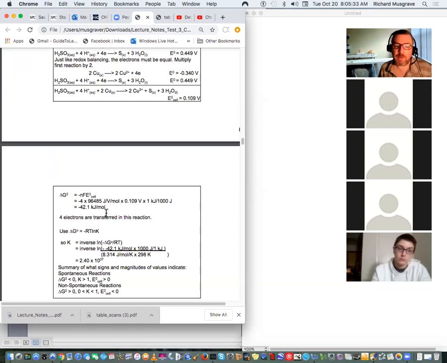You'll notice that to get delta G, we have to put a negative out the front of the equation, negative nFE naught cell. If E naught cell is a positive value, then delta G naught will definitely be negative, because n is always positive and F is always positive. So you can see here that this 0.109 volts results in a negative delta G naught, which is what we expect. Again, that indicates a spontaneous process too.